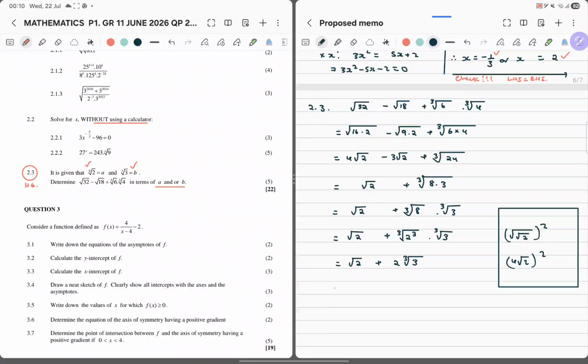Now what I'm going to do, I'm going to write it in this manner. So this is the same as the 4th root of 2 all squared. Right, and then plus 2 times the square root, not square root, but the cube root of 3. At this point, we finish it off. We know that the 4th root of 2 is a, so this means we've got a squared plus 2b.